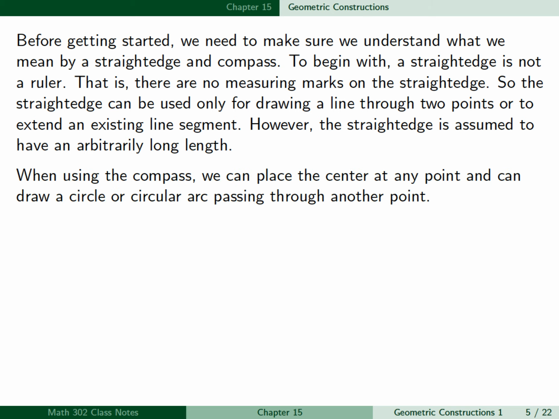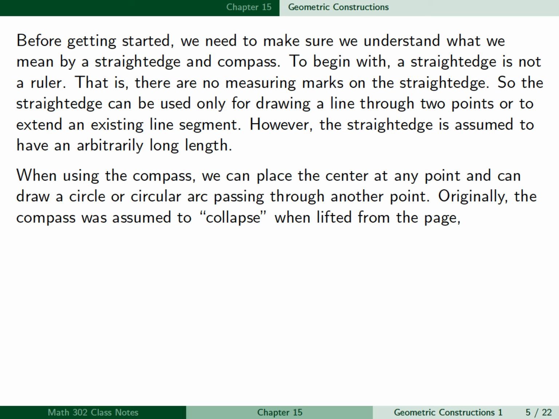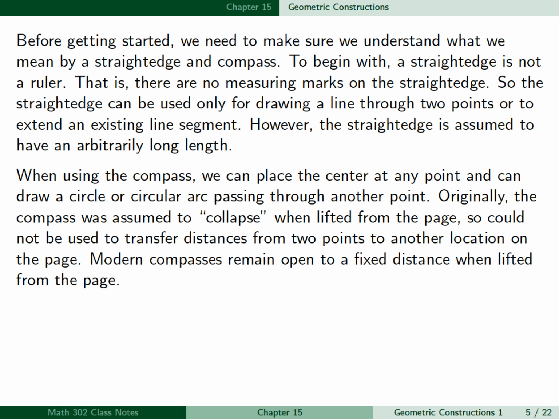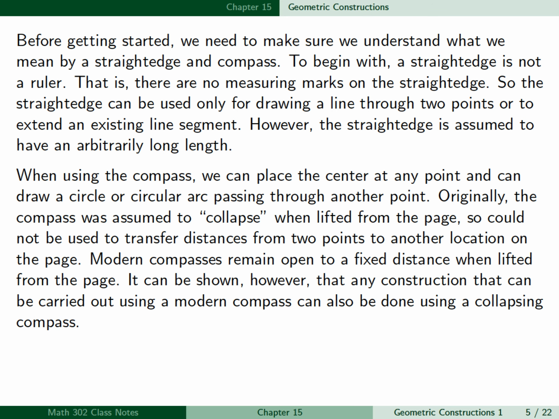When using the compass, we can place the center at any point and can draw a circle or circular arc passing through another point. Originally, the compass was assumed to collapse when lifted from the page, so it could not be used to transfer distances from 2 points to another location on the page. Modern compasses remain open to a fixed distance when lifted from the page. It can be shown, however, that any construction that can be carried out using a modern compass can also be done using a collapsing compass. This result is called the compass equivalence theorem.